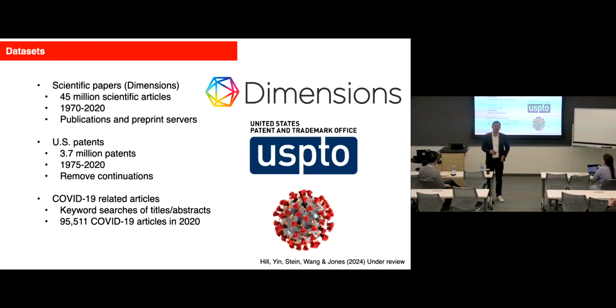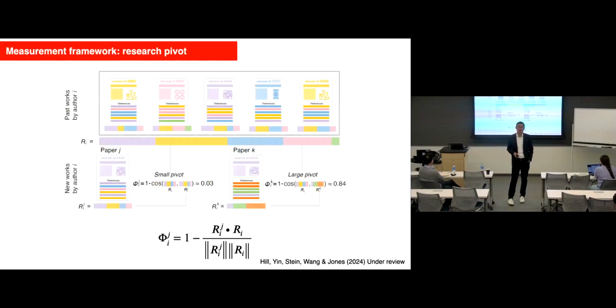So then the question is, is it easy or hard? So we're going to look at all the papers, 45 million of them, and 3.7 million patents, and also the COVID-related work in 2020, right? So in this case, we devise a measure to quantify how much you pivoted, how much you deviated from your prior work. There are different kinds of measurements. We tried a whole bunch of them, rather robust, but this measure I like the most because it's very simple to explain and it's very easy to apply uniformly to everyone.